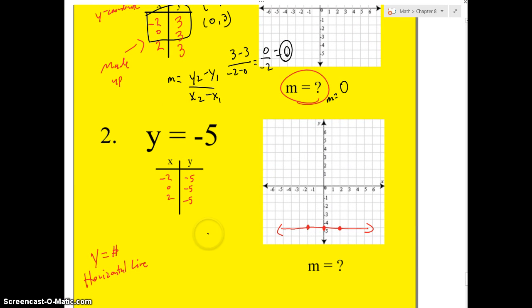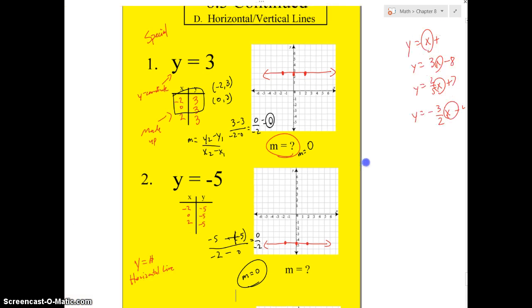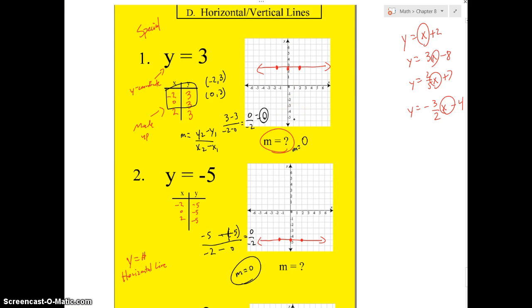Now, let's see what the slope is of the second, same thing. Second one, y equals negative 5. Well, let's subtract the y, so negative 5 minus negative 5. Subtract the x's, we'll say negative 2 minus 0. It's two negatives, make a positive, so that's going to be 0 over negative 2, and 0 divided by 2 is 0. When the 0 is on the top, the 0 is what you got. So you should notice that these both have the same slope.